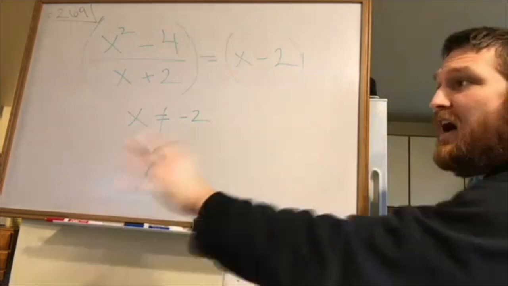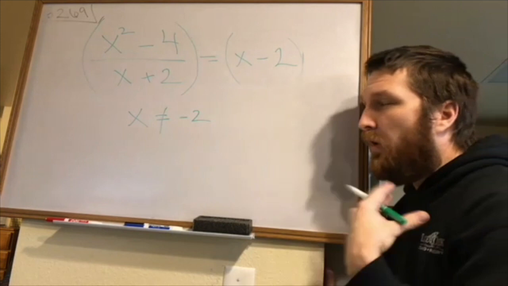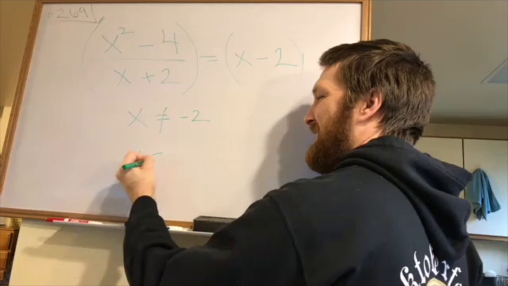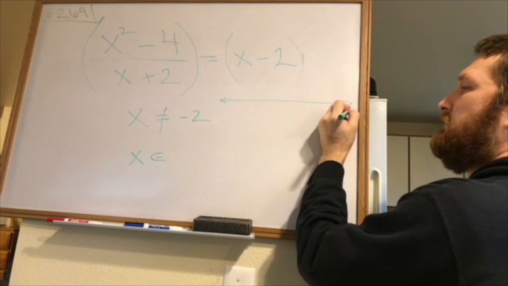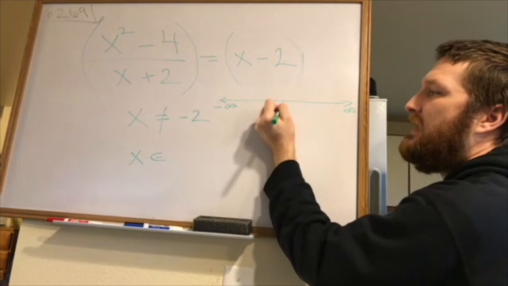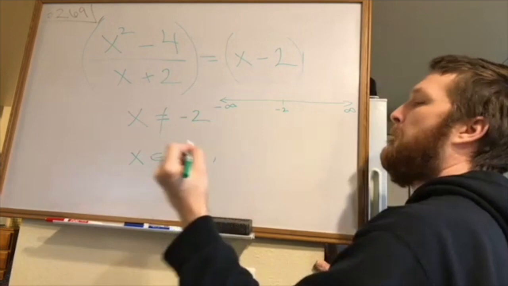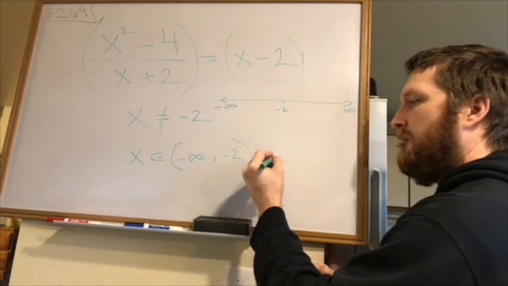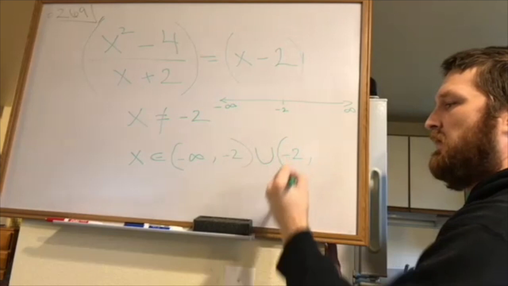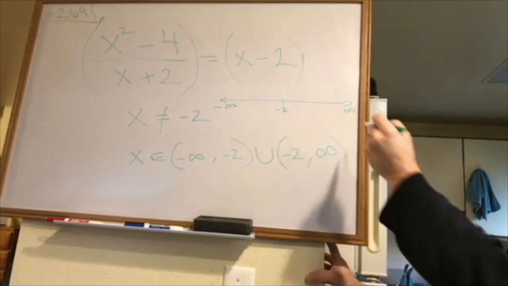And then, okay, how do we write this in interval notation? We think about the real number line. We're saying that we could plug in every real number except for this one number right here, negative 2. So you'd have the soft bracket, negative infinity, comma, negative two, soft bracket. And then the union symbol. Soft bracket, negative two, and then infinity, soft bracket. And so that is what I would be looking for right there.